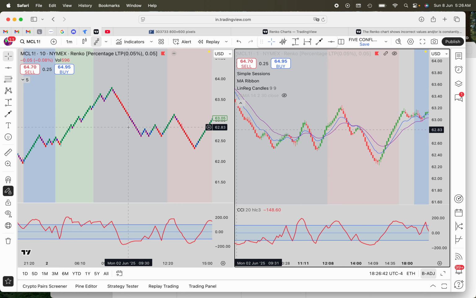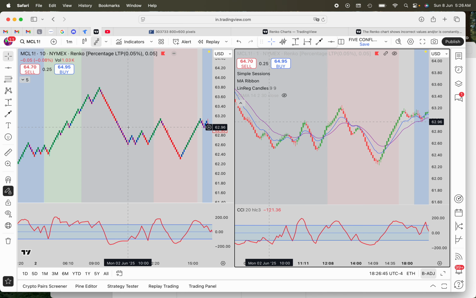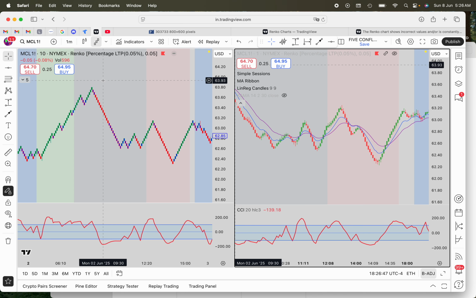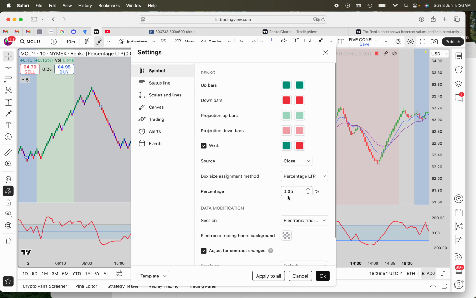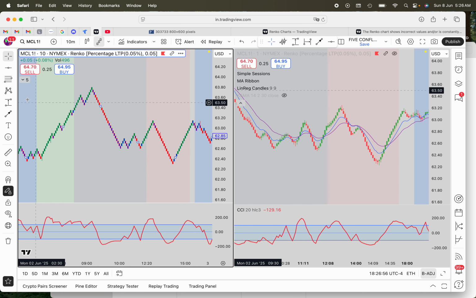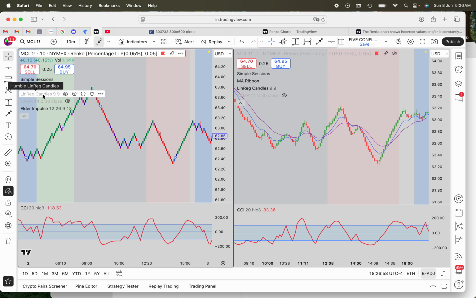On the left hand side is a 10-minute chart of Renko, and these are stock standard Renko. You can see it here. So they're both set the same. I just don't have the Lin Reg candle set on this one. Okay, I could, but just for this exercise, we're not.